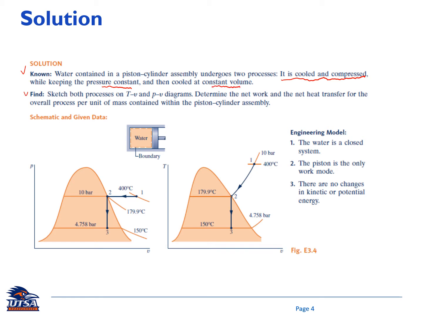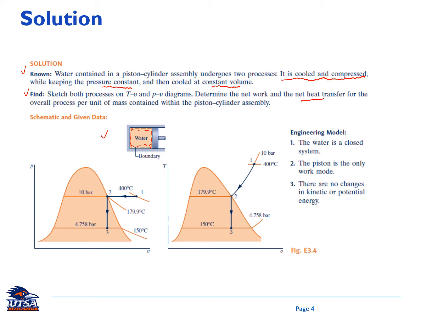Second step is what do we need to find? First, we need to sketch the processes on both the T-v and P-v diagrams, and then we need to determine the net work and the net heat transfer from these two processes. So the next step is we need to make a schematic. This is a water system contained in the piston cylinder assembly. You see here I have water, and then you see a dashed line here. This is the boundary separating the system from the surroundings.